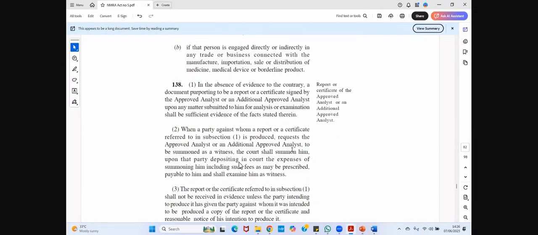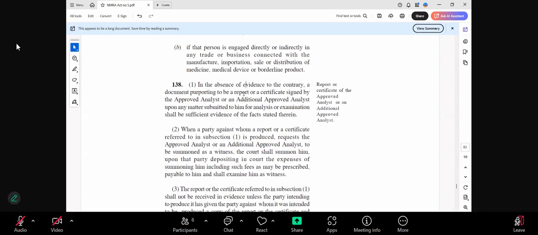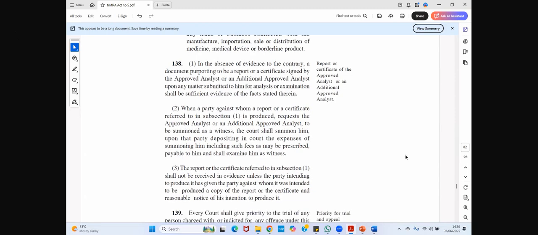And if that person is engaged directly or indirectly in any trade or business connected with the manufacture, importation, sale, or distribution of medicine, medical devices, or borderline product, right? For example, you are taking an additional approved analyst who already manufactures and distributes a medicine. So, if you send another medicine for testing to the same manufacturing company, maybe that can be a competitive organization or something. So, you can get a false report sometimes, right? Therefore, anyone who is already involved in a trade cannot function as an additional approved analyst, right?